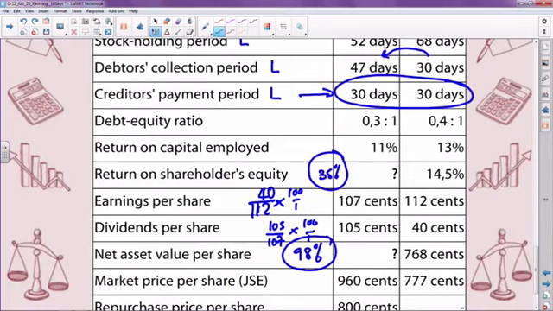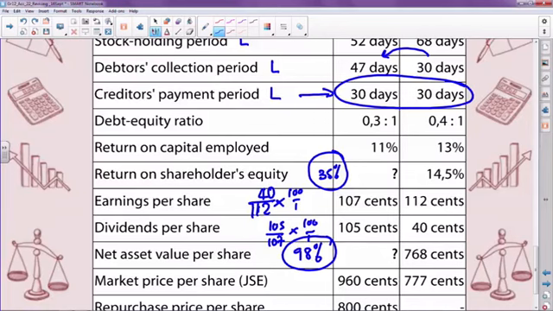So clearly there has been a shift in your dividend payout policy. Last year you retained more, this year you are giving more in the form of dividends. Please make sure you are au fait with this calculation, where you take your dividend over your earnings. Watch, dividends over earnings times 100 over 1 to express it as a percentage.